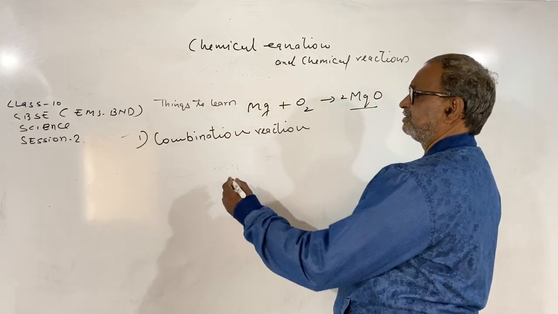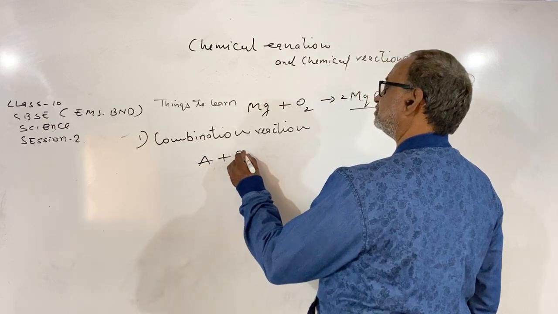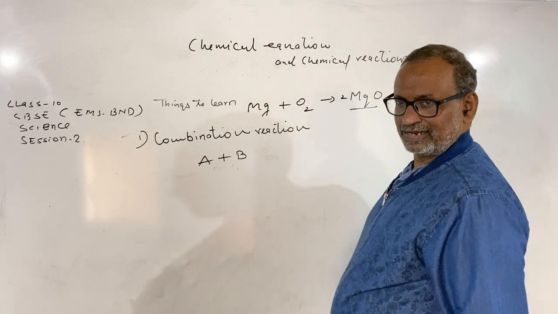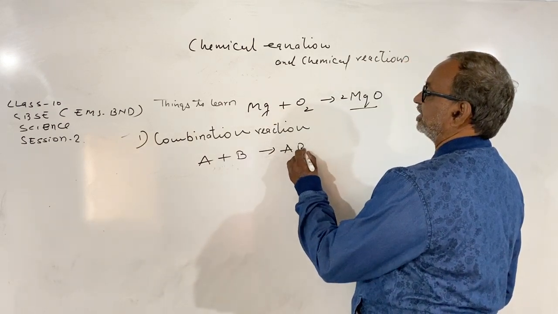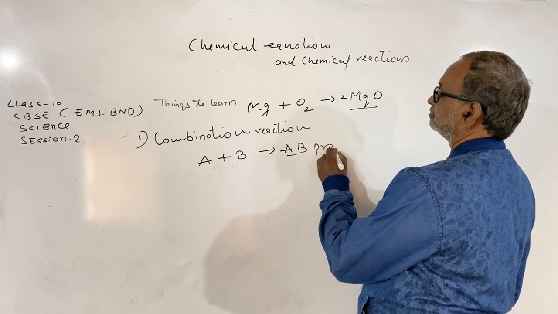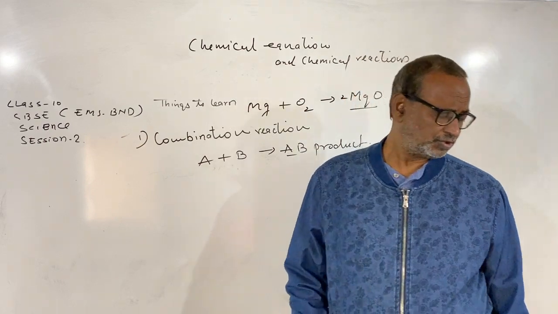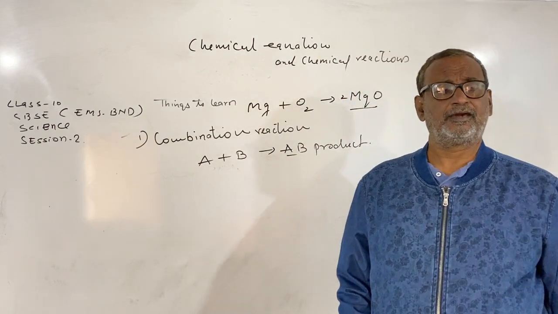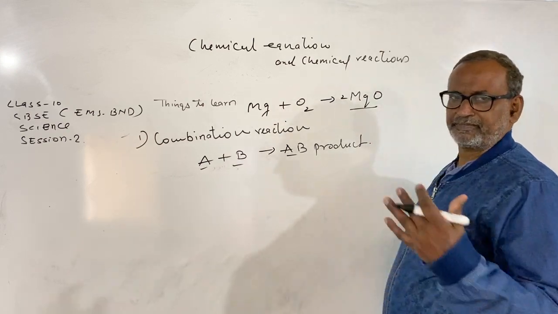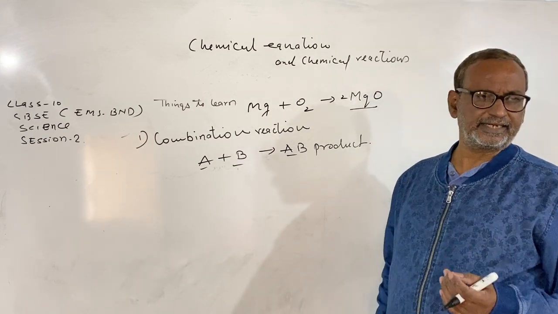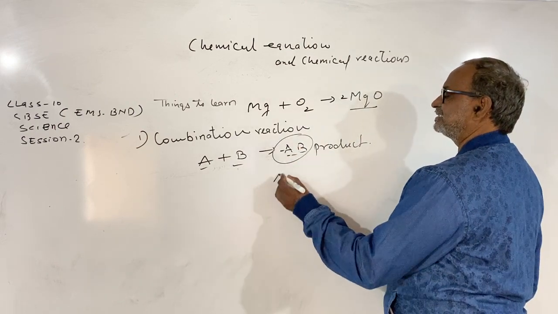Consider there are two reactants A and B. These two reactants react together and form a product AB. So what you see here, in this reaction, two or more reactants combine together and form a single product.